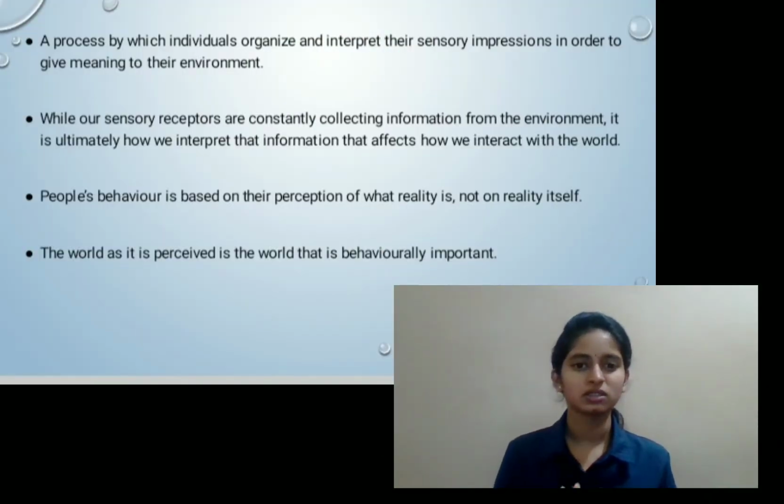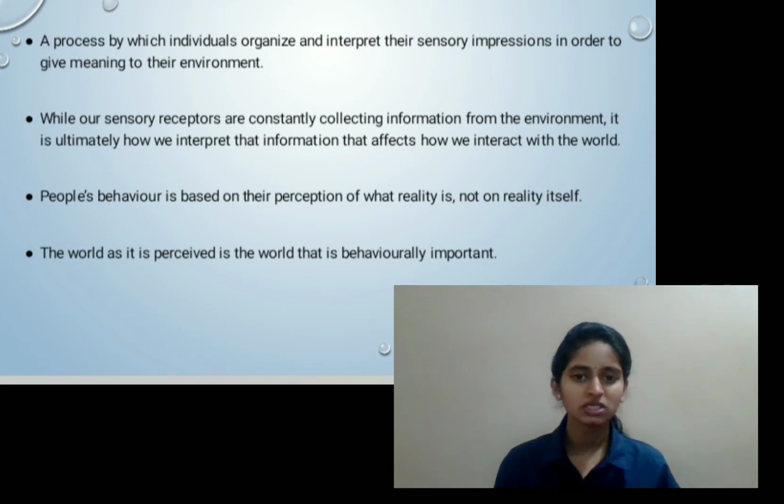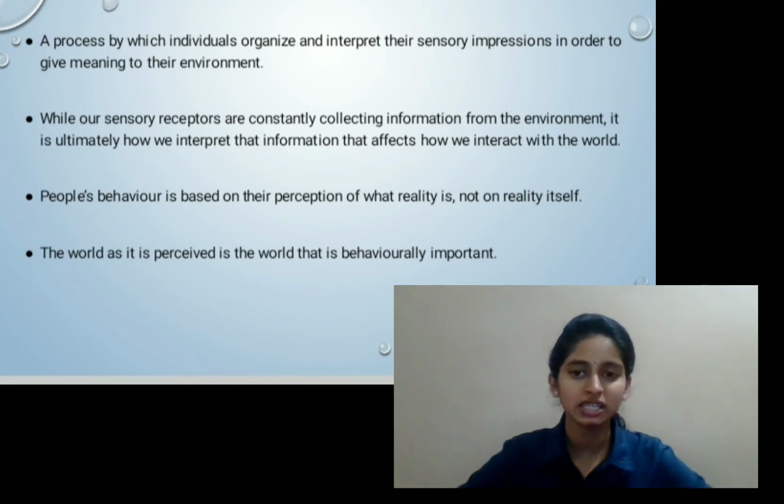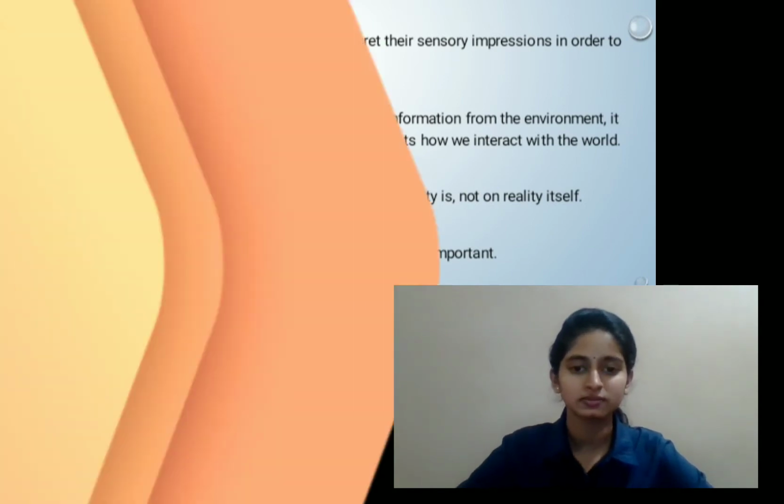What is perception? A process by which individuals organize and interpret their sensory impressions in order to give meaning to their environment. While our sensory receptors are constantly collecting information from the environment, it is ultimately how we interpret that information that affects how we interact with the world. Then, people's behavior is based on their perception of what reality is, not on reality itself. The world as it is perceived is the world that is behaviorally important.